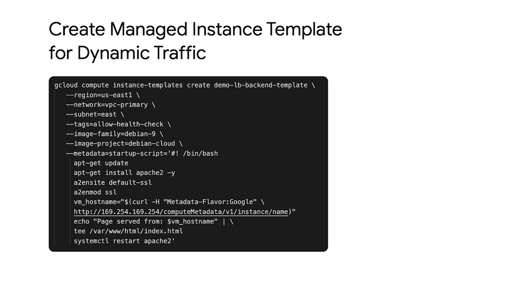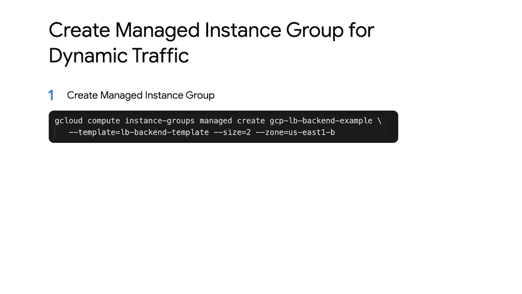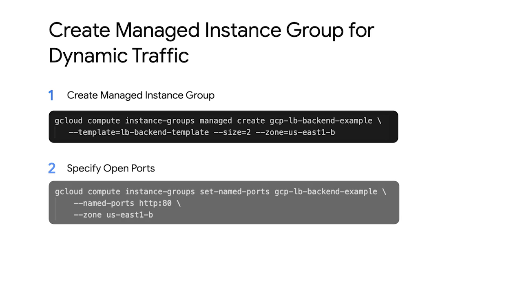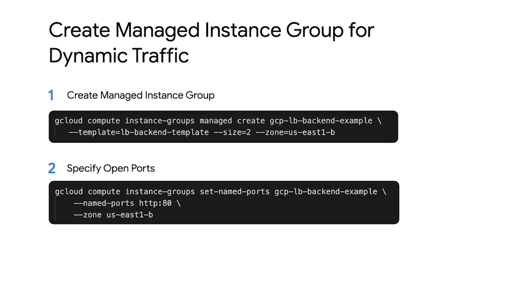Now that we've created the template for our dynamic traffic to use, we need to instantiate the actual instance group. The first command creates the instance group using the template we just created. The second command specifies that we are running our web application on port 80. In this demo, we are using HTTP for the backend of our load balancer since all traffic is on Google's private network. If you'd like, you can additionally run HTTPS traffic on port 443 for your backends.